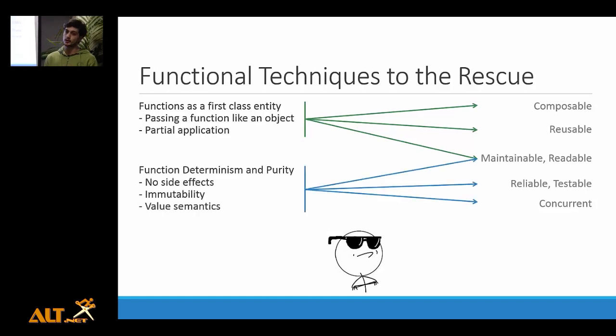Another strong functional programming technique is the application of function determinism and purity. That's kind of a mouthful, so we'll break it down. Function determinism is referring to a function that takes some certain input, and for that input it will always return the same output. So therefore that function acts deterministically. Function purity is referring to a function that has no side effects.